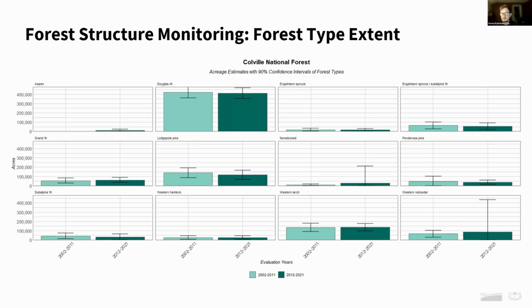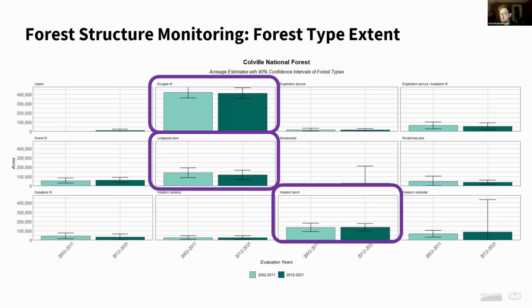So by putting the estimates on the same y-axis, which represents acres by forest type, we can see that the unit is dominated by only a few forest types. In this case, it's Douglas fir, lodgepole pine, and western larch. And while there are no significant changes in the total acreage amounts across reporting years, we can dive in a bit further to start to explore other attributes of each forest type.